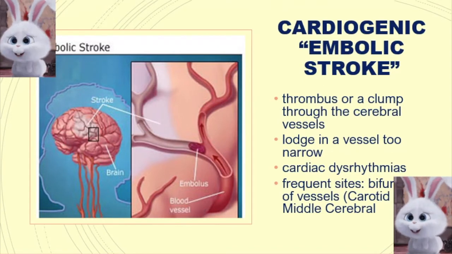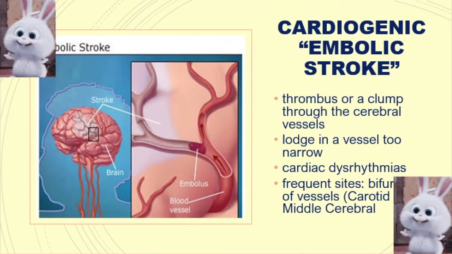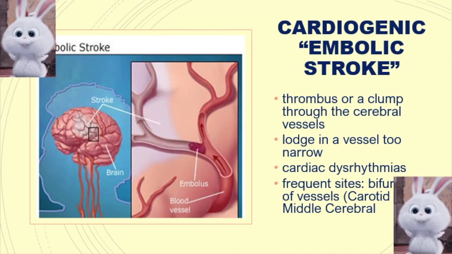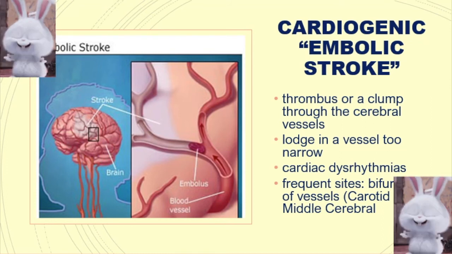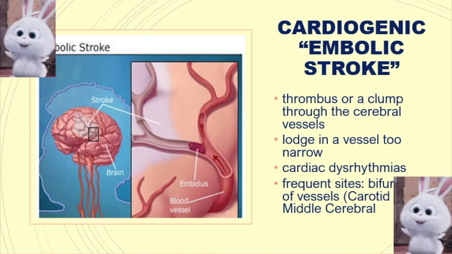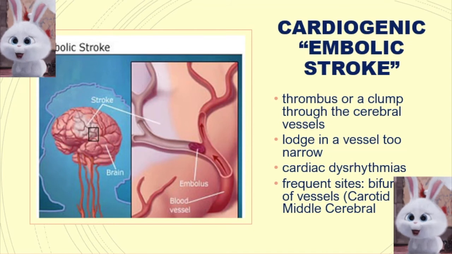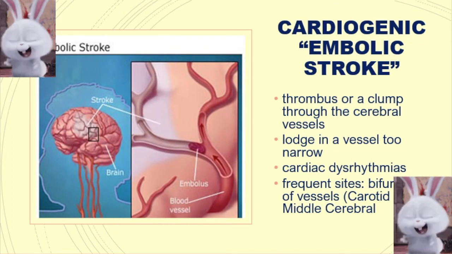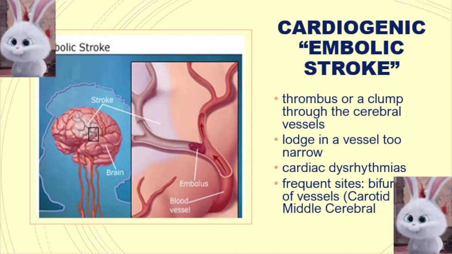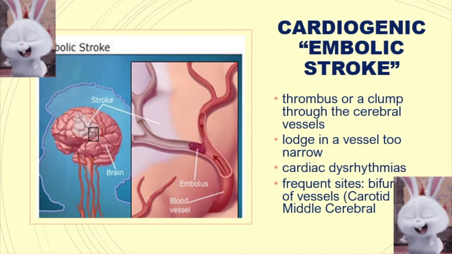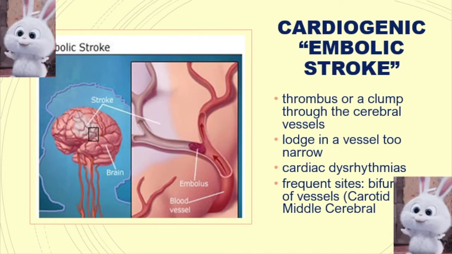Now you also have your cardiogenic or embolic stroke. Class, when I say cardiogenic, this is caused by a thrombus or a clump through the cerebral vessels that is lodged in a vessel that may be narrow. Again, the reason for this is cardiac dysrhythmias, and particularly we are talking about atrial fibrillation. The frequent sites, class, for your cardiogenic stroke are the bifurcation of vessels of the carotid and middle cerebral arteries. So when I say cardiogenic, of course, we're talking here about cardiac dysrhythmia, and atrial fibrillation to be more specific.